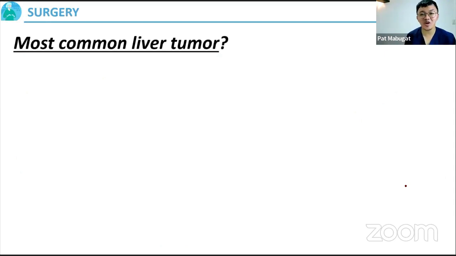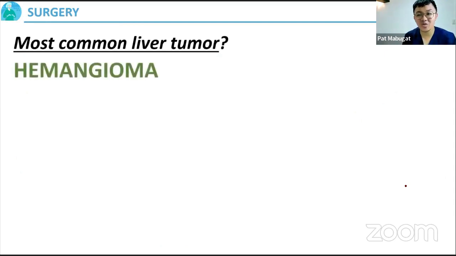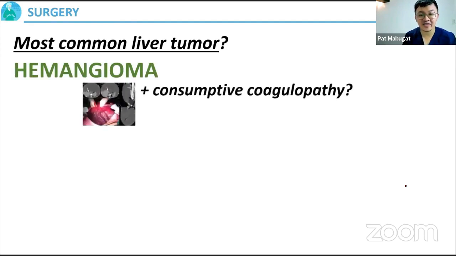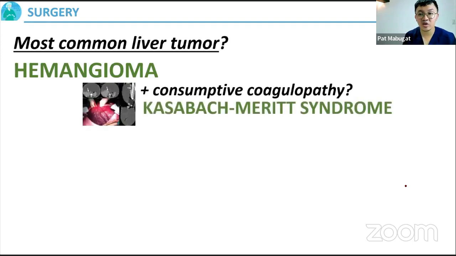What's the most common liver tumor? This is your hemangioma. If a hemangioma is large enough and is consuming your blood coagulation factors, causing a consumptive coagulopathy, it's called Kasabach-Merritt syndrome. Hemangioma, what do you do? Even if it reaches very large sizes, we don't need to do anything, provided the patient is asymptomatic.